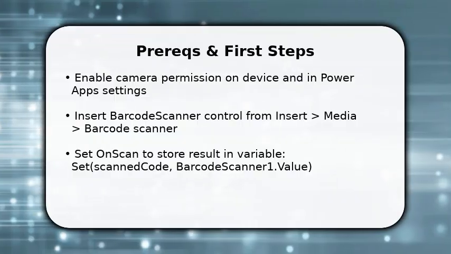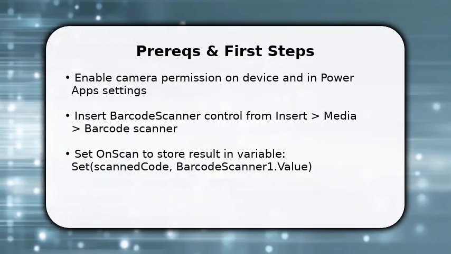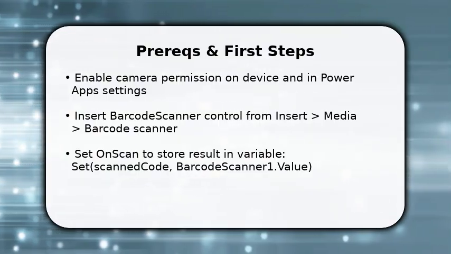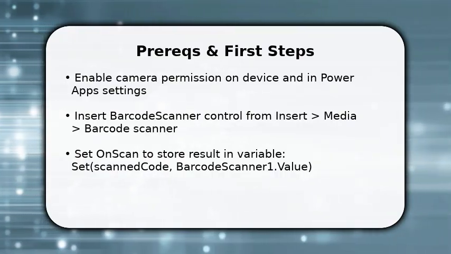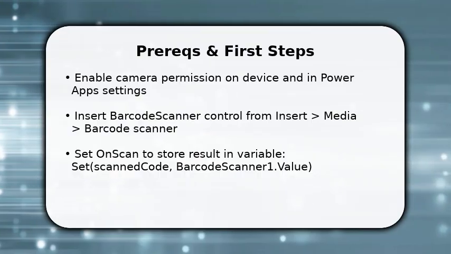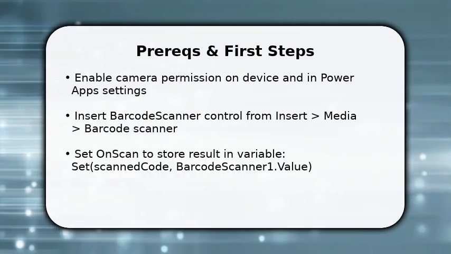You'll start by preparing the app and device so scanning works reliably. Give the app camera permission on the device, and in Power Apps enable media access. Then insert a barcode scanner control from Insert, Media, Barcode Scanner. Drag it where you want.